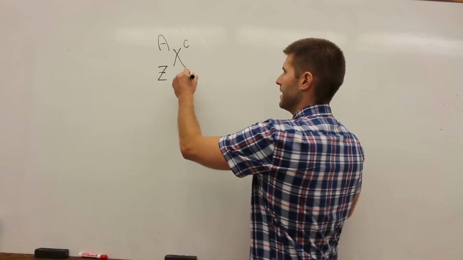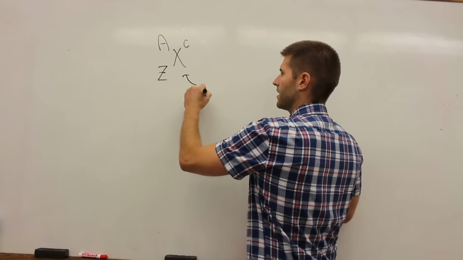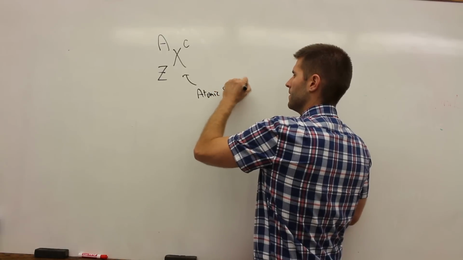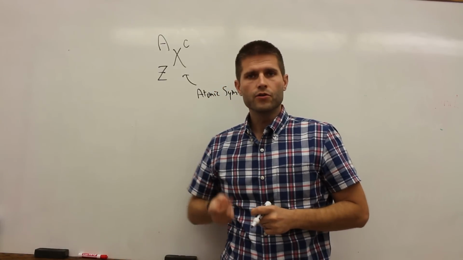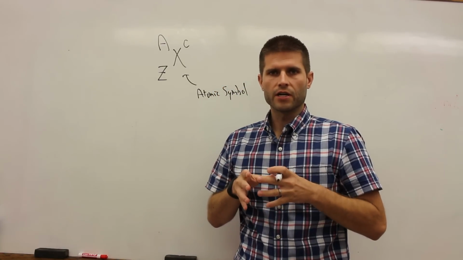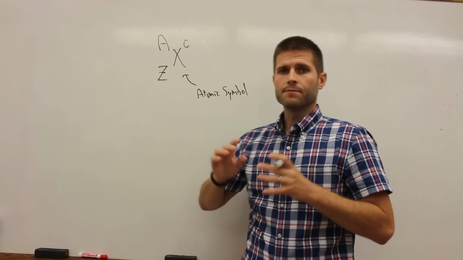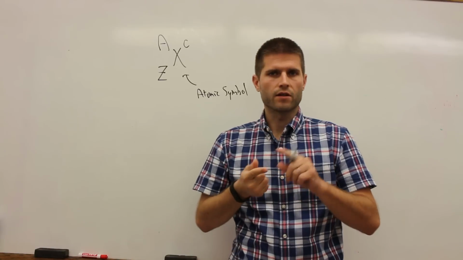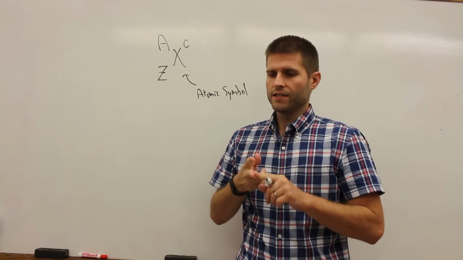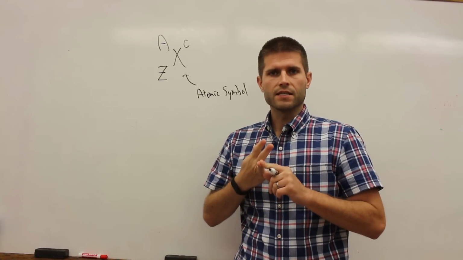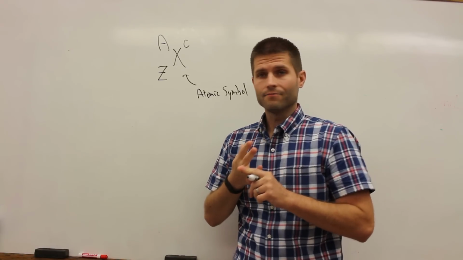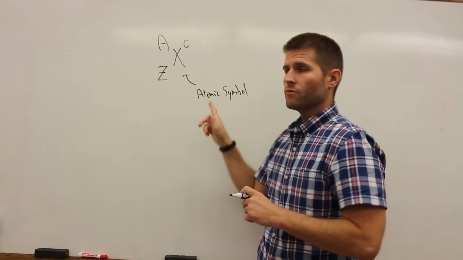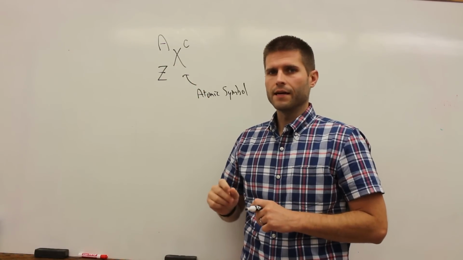The X in AZX notation is the atomic symbol. That is the one or two letter symbol that's found on the periodic table. Each element has a specific and unique atomic symbol. For carbon it's the letter C, for nitrogen it's the letter N, for calcium it's the letters C and A, Ca. So here we have X, that is the atomic symbol. It's found on the periodic table.